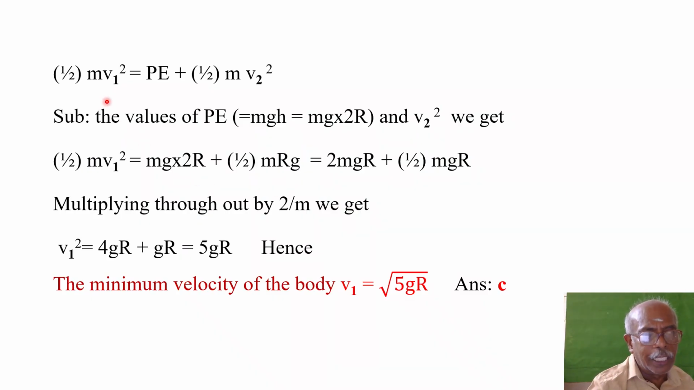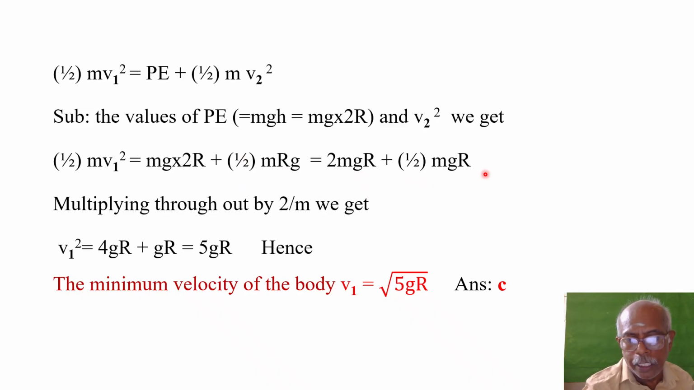So half mv1 square is equal to PE plus half m v2 square. Substituting the value of PE, the formula for potential energy is mgh, so in this case mg into 2r. And v2 square is r into g, which you have found in the previous slide. So we get half mv1 square is equal to mg into 2r plus half into m into rg. That is 2 mgr plus half mgr.